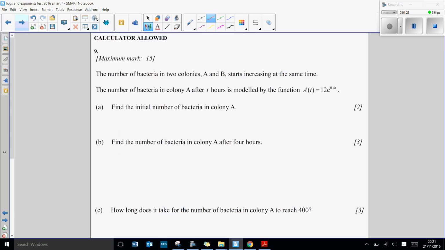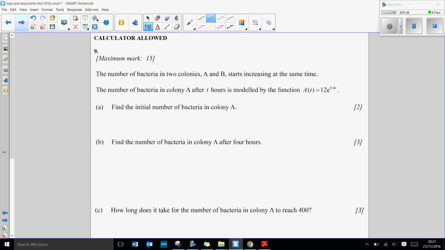Now on to the calculator question. Unfortunately my smart view for the calculator isn't working at the moment, so I'm going to show you the working and then you can find the actual answers using your own calculator, so I apologise for that.